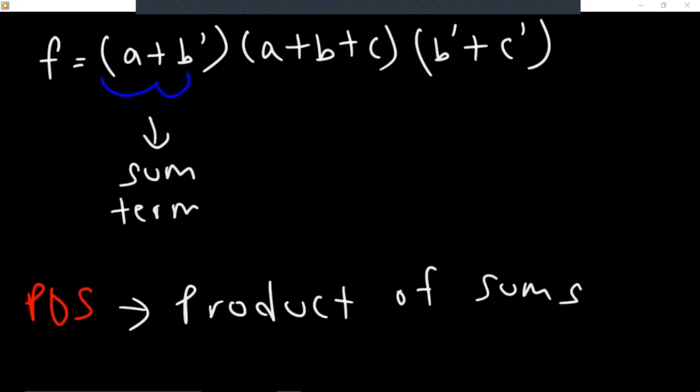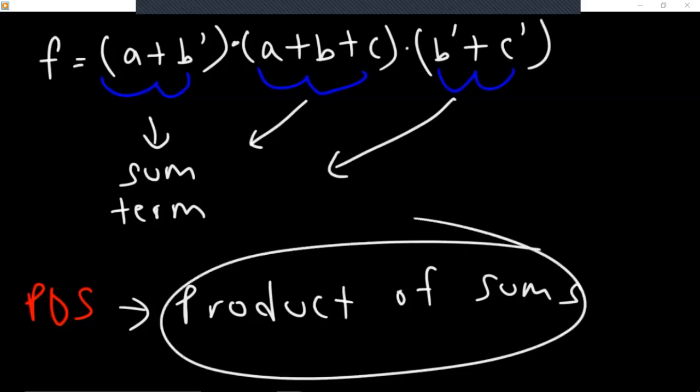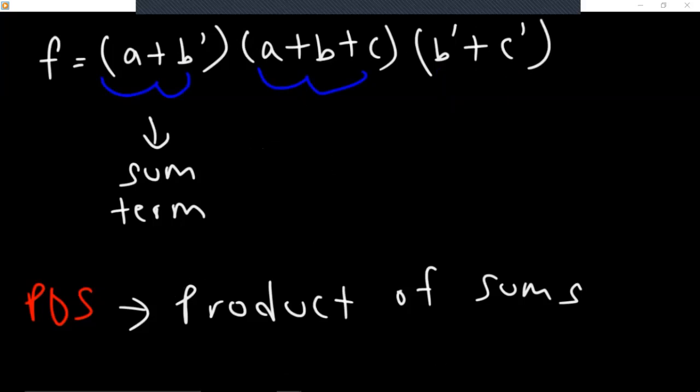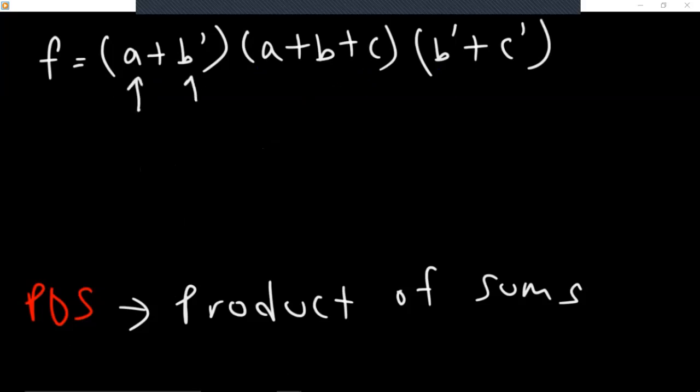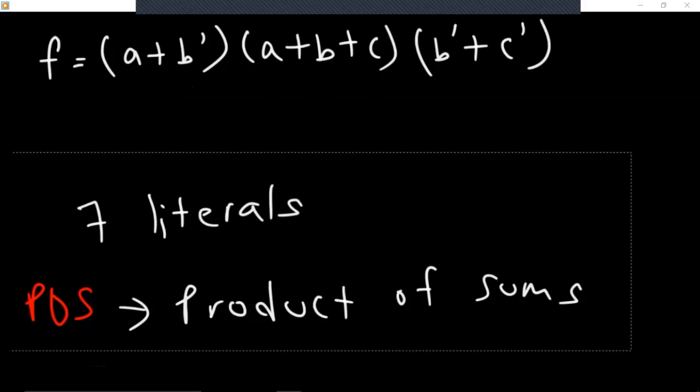The reason why it's a sum term is because you're adding A and B prime. So notice that we have a total of 3 sum terms, and we're multiplying each of those 3 sum terms together. So thus it is a product of sums expression. Now how many literals do we have in this problem? So we have 1, 2, 3, 4, 5, 6, 7. So there's a total of 7 literals in that expression. Now let's go ahead and draw the block diagram.